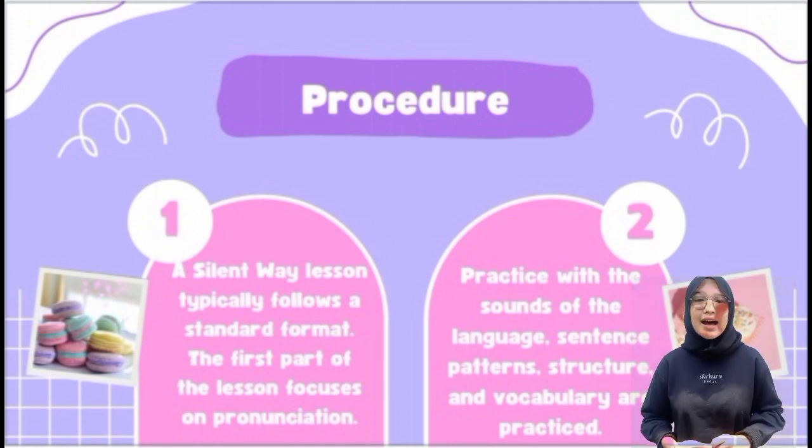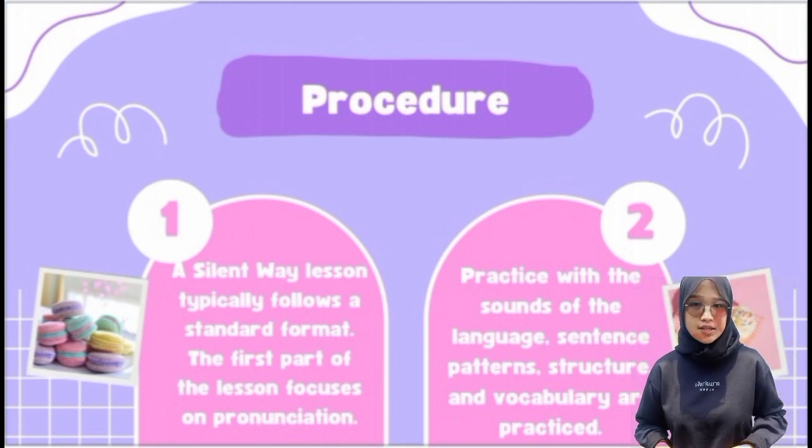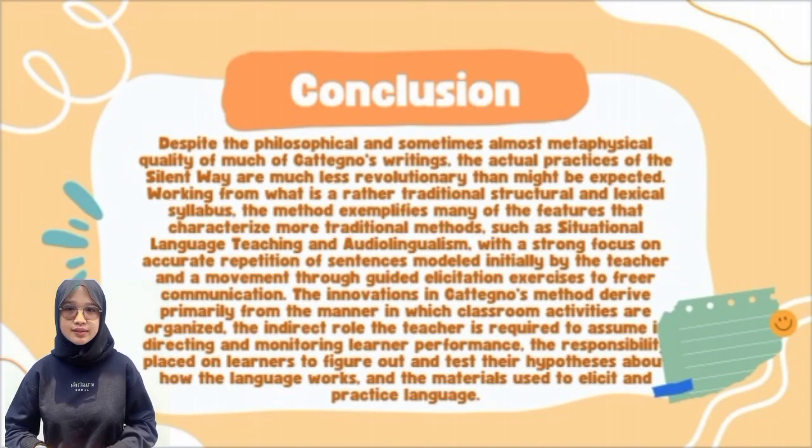Procedure 1. A Silent Way lesson typically follows a standard format. The first part of the lesson focuses on pronunciation. Procedure 2. Practice with the sounds of the language, sentence patterns, structure, and vocabulary are practiced. Okay, next, conclusion. Despite the philosophical and sometimes almost metaphysical quality of much of Gattegno's writings, the actual practices of the Silent Way are much less revolutionary than might be expected.